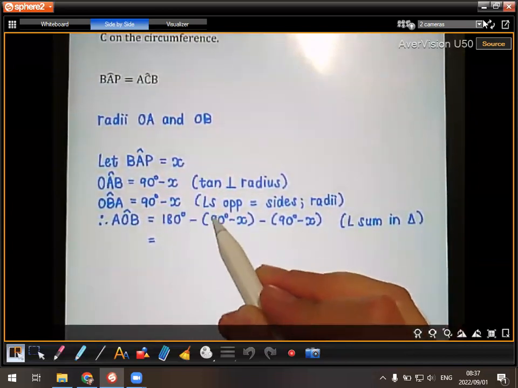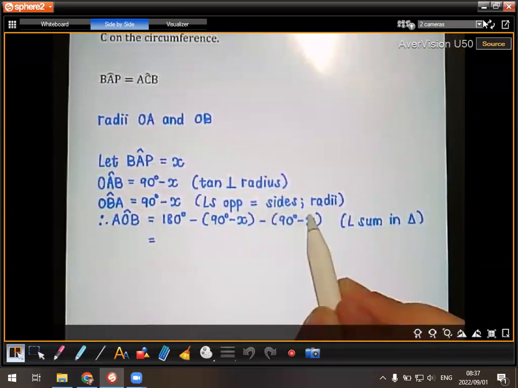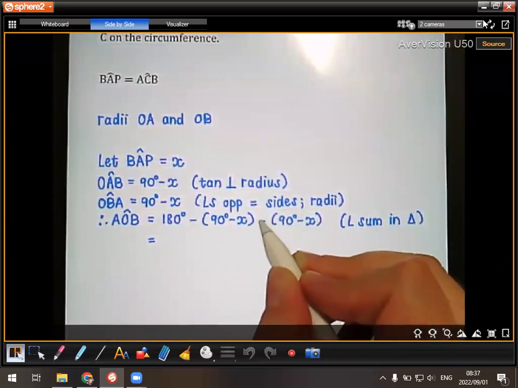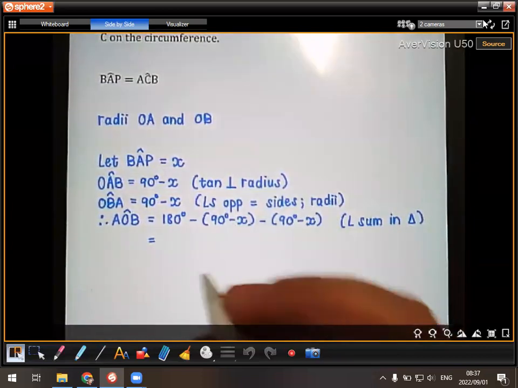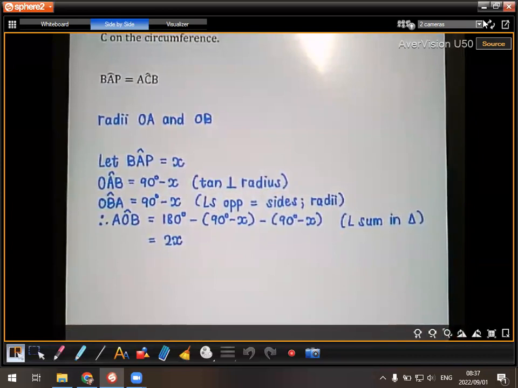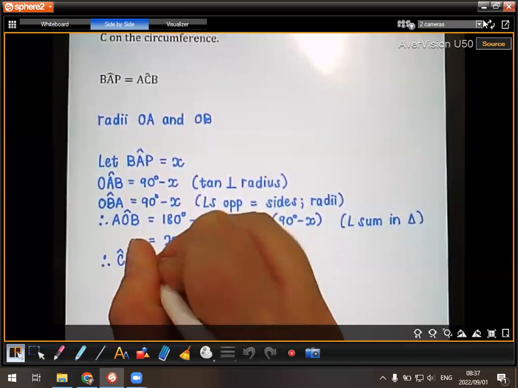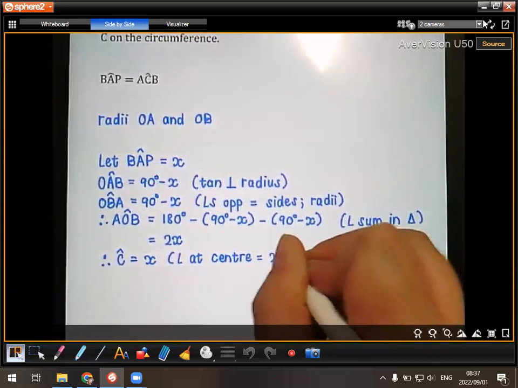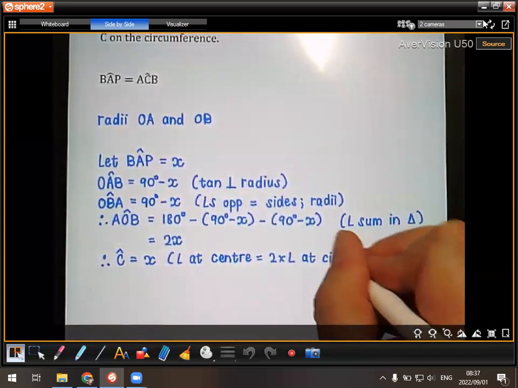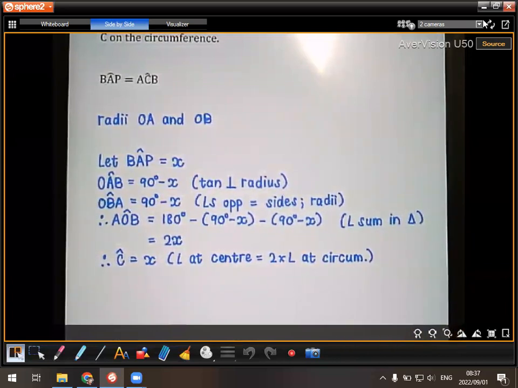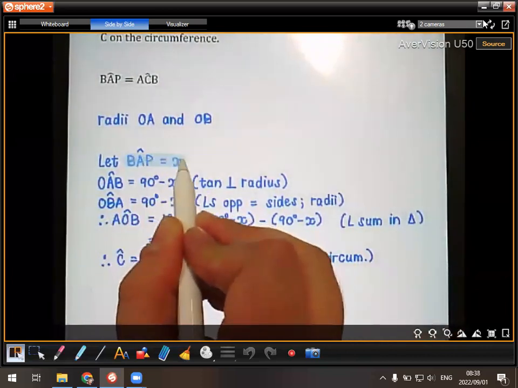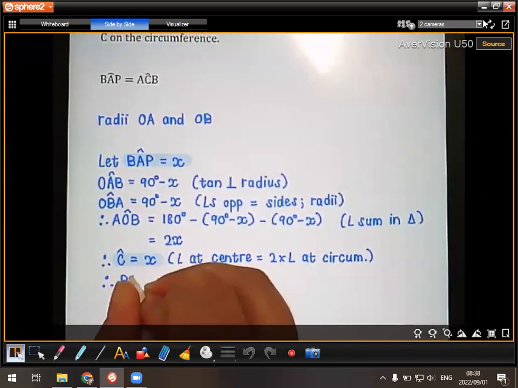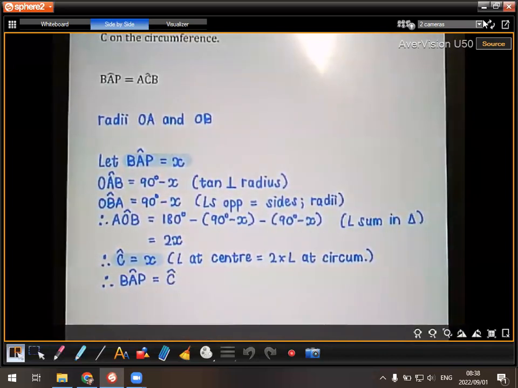And then we're going to have 180 minus 90 is 90, and minus another 90 is 0. Okay, so the numbers are gone. But then a negative times a negative here is a positive. So that's where we're going to get x from. And then from the other bracket, we have another negative times a negative. That is x. Okay, so x plus x is going to give us 2x. Therefore, angle C is going to be equal to half of that, which is x, because angle at center equals 2 times angle at circumference. There we have just proven that angle OAB is equal to angle P. All right, so that is just the last line that we have to write. So therefore, angle OAB is equal to angle P.